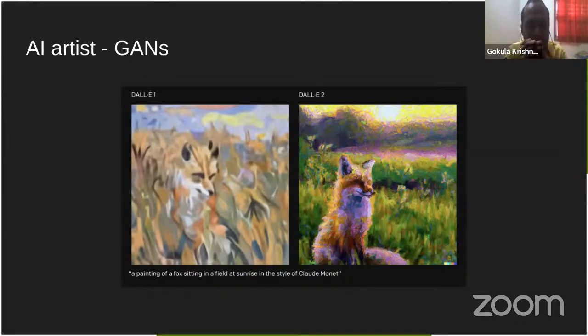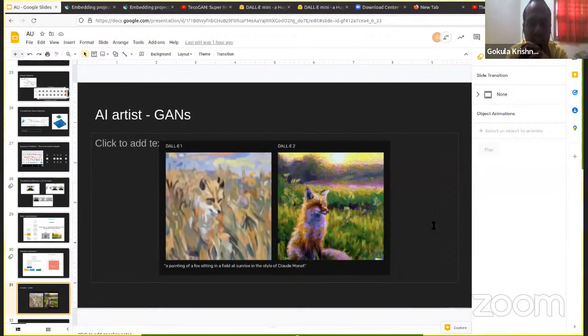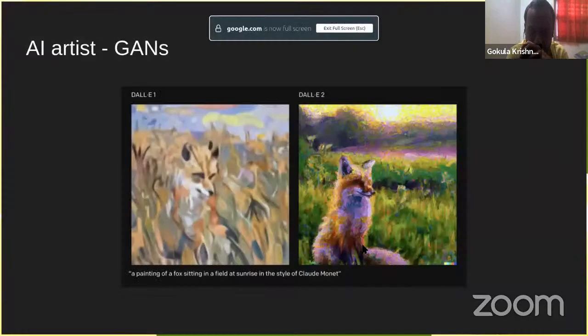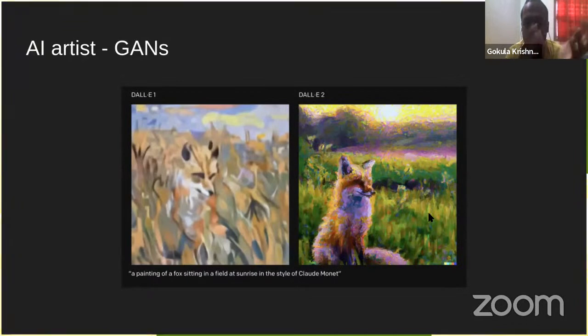Here we have two examples. The model here is called DALL-E. It's been done by OpenAI. This is one more application wherein you give a text input and it generates a picture out of it. What we see here is we give a text input: a painting of a fox sitting in a field at sunrise in the style of Claude Monet. And it generates the image.